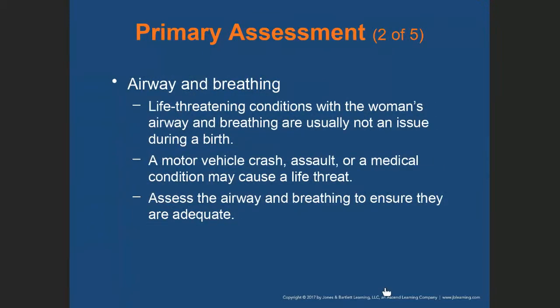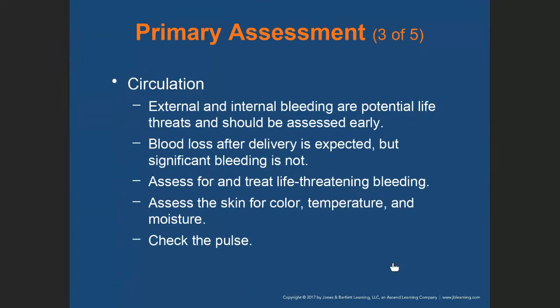Assess airway and breathing. Life-threatening conditions with the woman's airway and breathing are usually not an issue during a birth. A motor vehicle crash, assault, or medical condition may cause a life threat. Assess the airway and breathing to ensure they are adequate. Because their breathing rate is going to increase, a breathing rate below 20 for a pregnant patient that is close to full term should be concerning to you. They shouldn't have a breathing rate below 20. That's concerning.